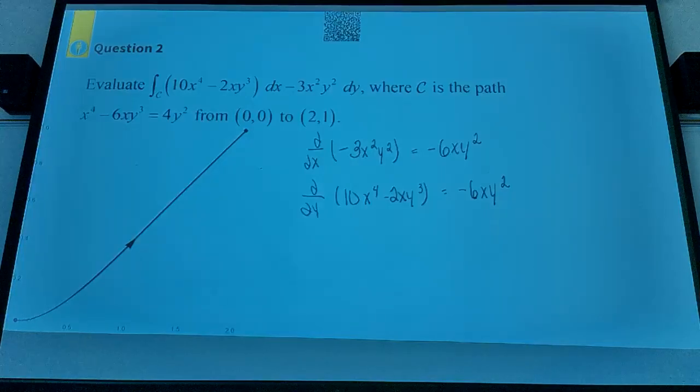Right, so the test that was given was for the three-dimensional vector field. It was the curl. But it's the same thing as saying that your cross partials are the same. When you're dealing with two dimensions, you don't really have to worry about the curl. Just partial x of the y component and partial y of the x component. If they're equal, it's conservative.